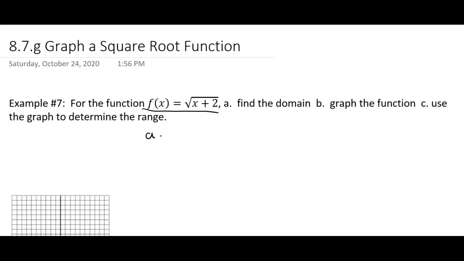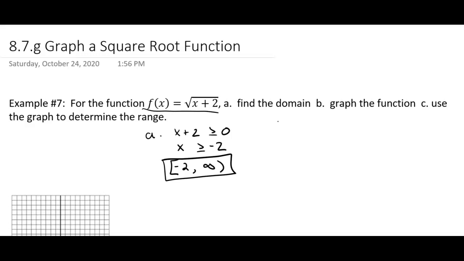So you take the radicand, x plus 2. Because it's a square root, so the index is even, the radicand has to be greater than or equal to 0. Subtract 2 from both sides, and you get x is greater than or equal to -2. So the domain is going to be square bracket from -2 to infinity.